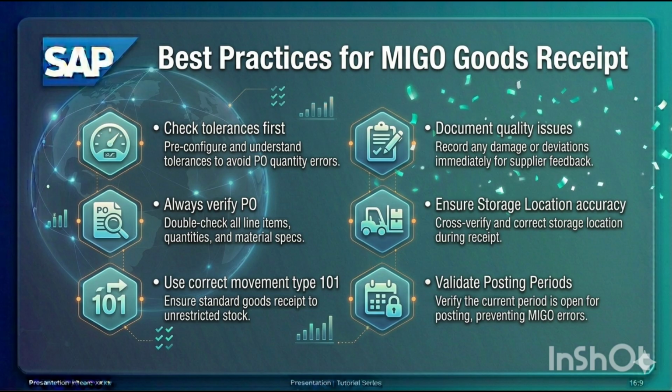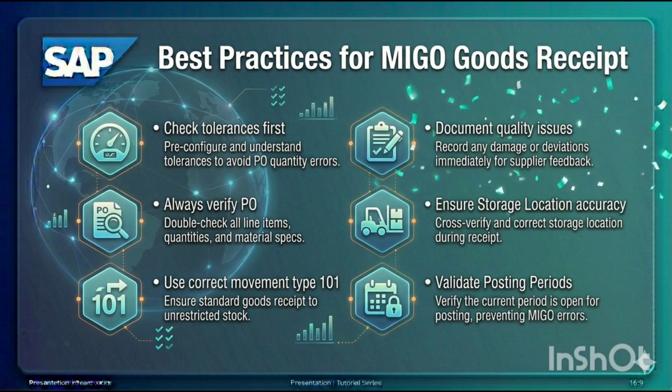Use the check function before actual posting. Enter delivery note and bill of lading numbers for better tracking. For batch managed materials, enter batch numbers correctly. Never post without proper documentation. Keep communication open between warehouse, purchase and finance teams. Regularly check open POs and clear them on time.